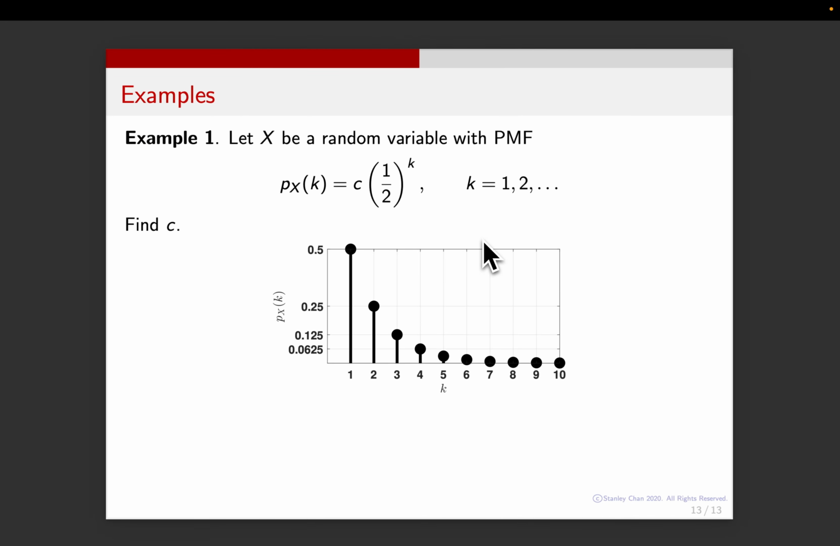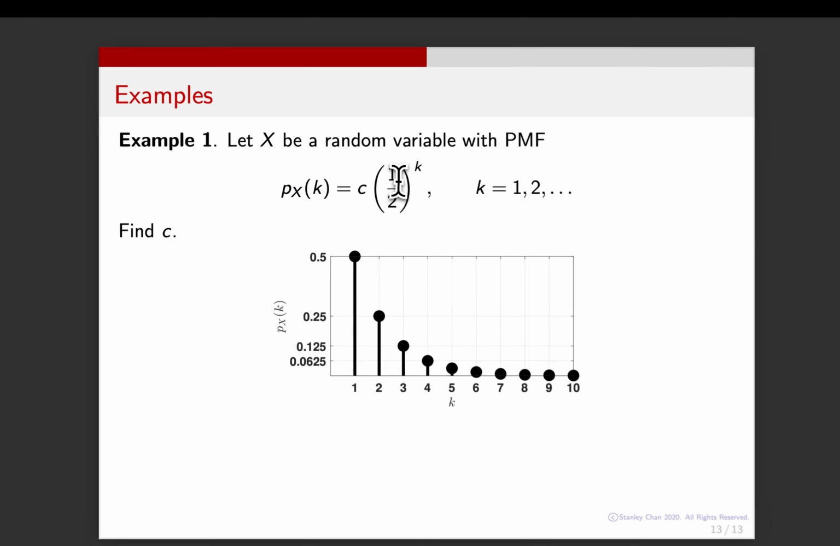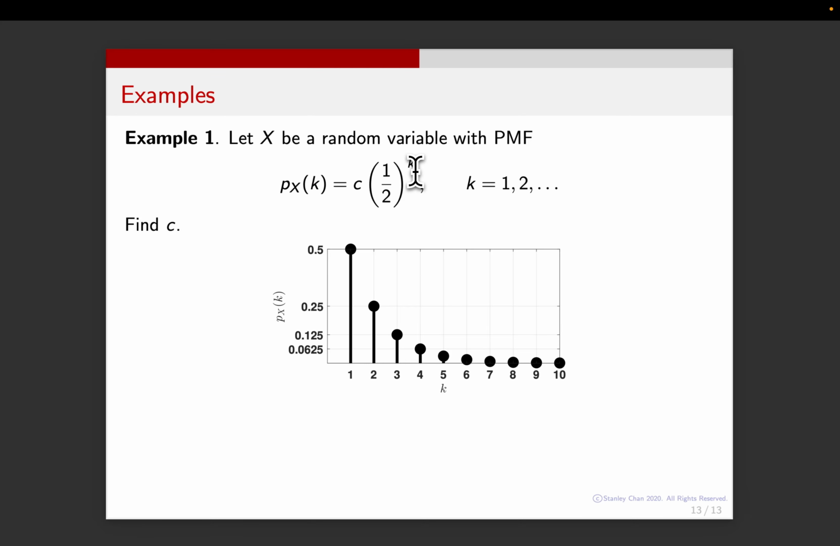We will now take a couple of minutes and try to solve this question. You are given X, which is a random variable with a particular PMF. The PMF corresponding to the random variable capital X, taking a state or a value k, is given as c times 1 over half raised to power k. Can you find out c?